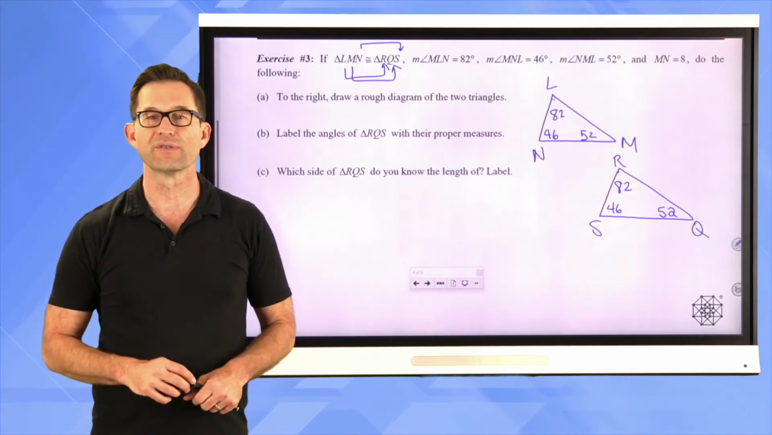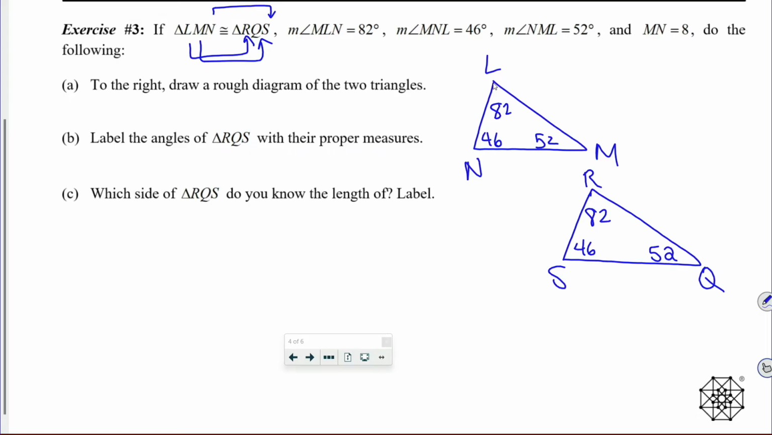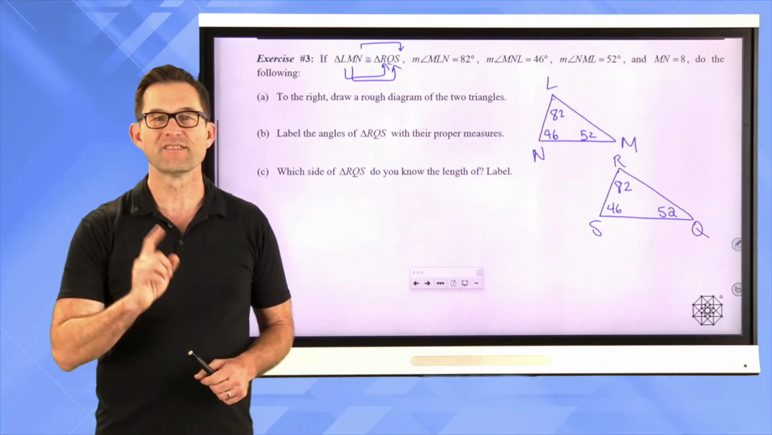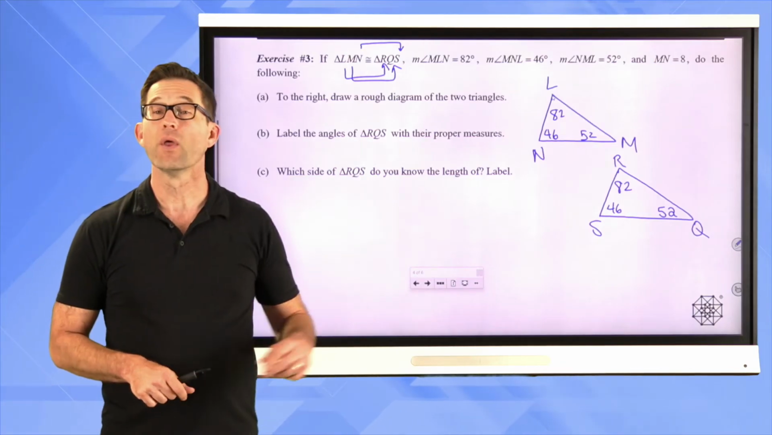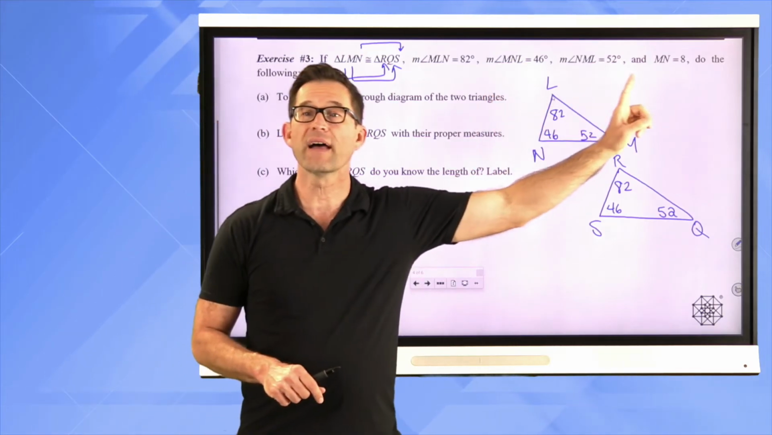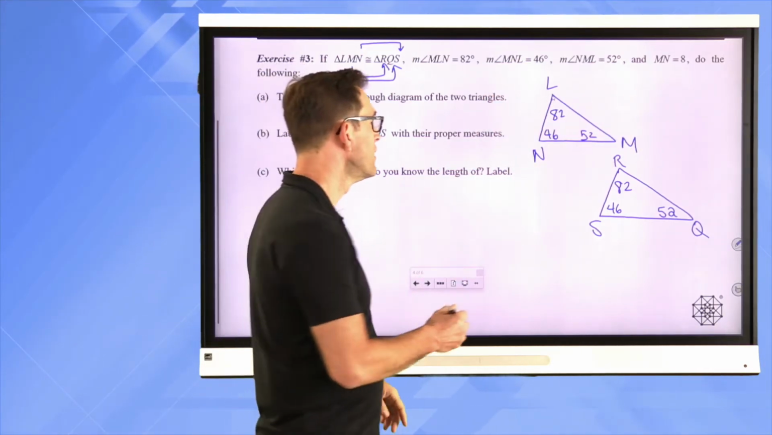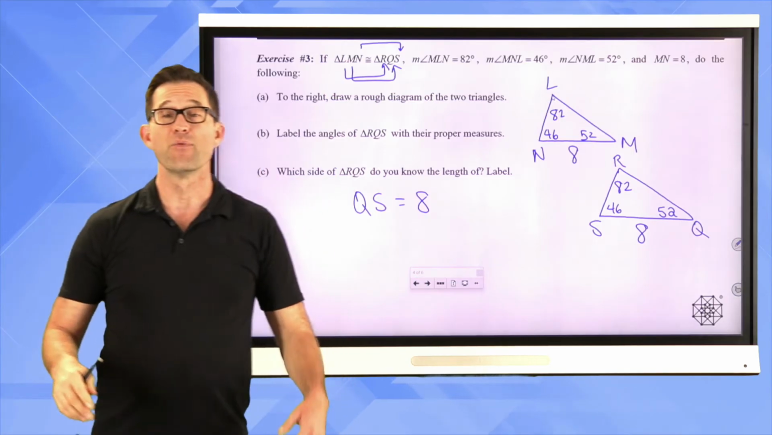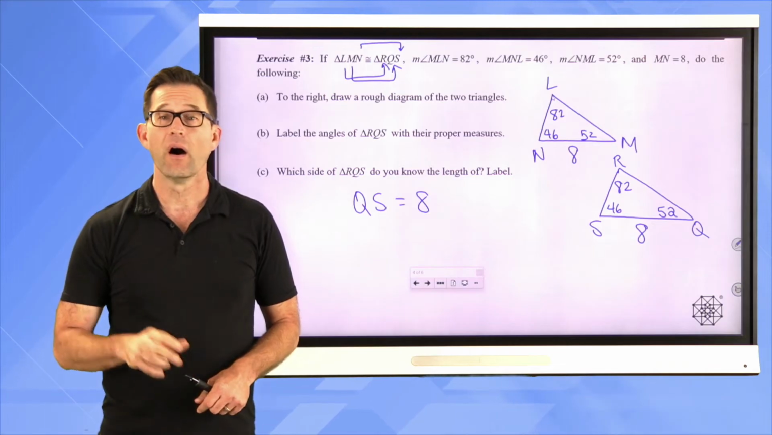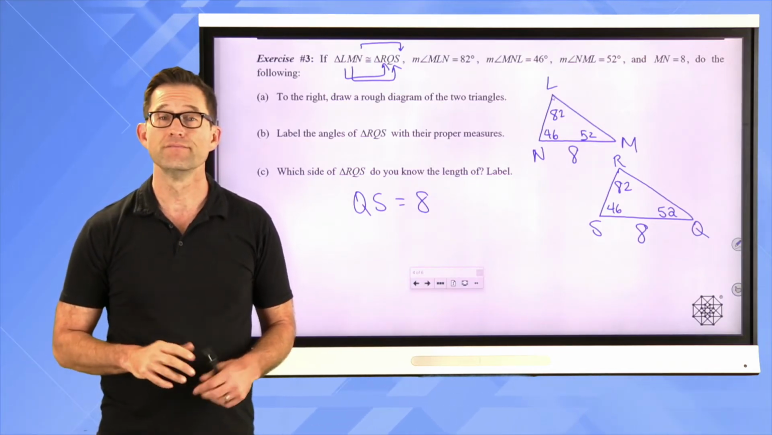Finally, let's take a look at letter C. Which side of triangle RQS do you know the length of? Label. All right, see if you can figure this one out. Well, we know only one side length, and that's MN, which is equal to 8. Now I can label that right here, but that means that QS must also be equal to 8.